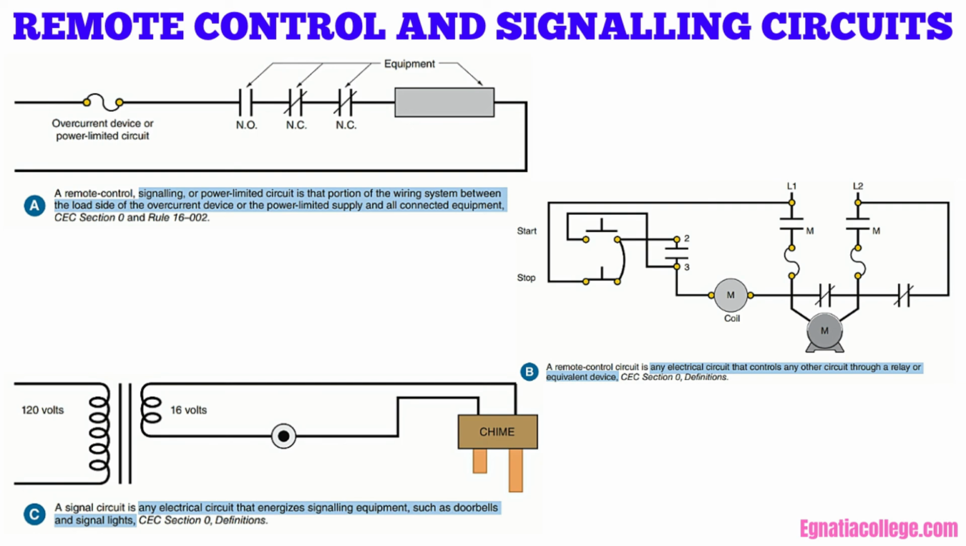Transformers that are intended to supply Class 2 circuits are listed by UL and approved by the Canadian Standards Association (CSA) and are marked Class 2 transformer. This figure illustrates the definitions of remote control, signaling, and power limited terminology.